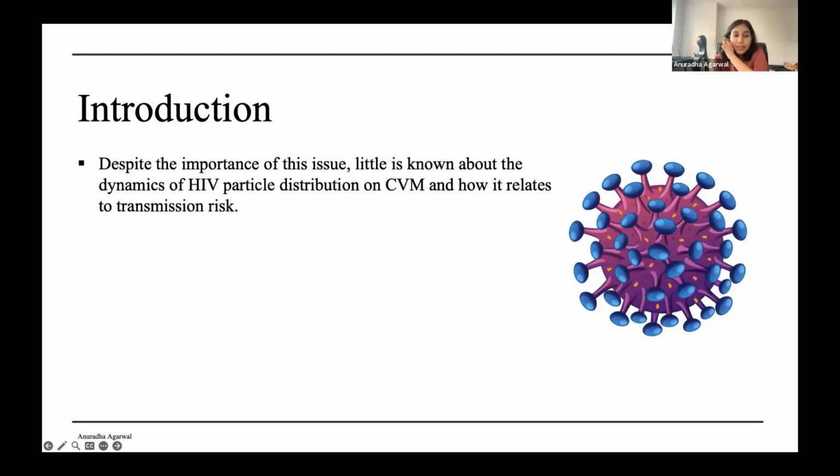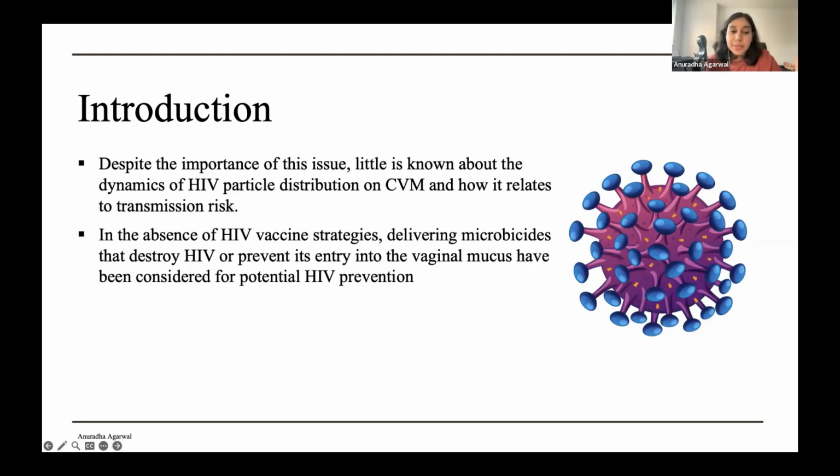So despite the importance of this issue, very little is known about the dynamics of HIV particle distribution on CVM and how it relates to transmission risk. And this is what we wanted to answer through this project. So in the absence of HIV vaccine strategies, delivering microbicides that destroy HIV or prevent its entry into the vaginal mucus have been considered for potential HIV prevention.